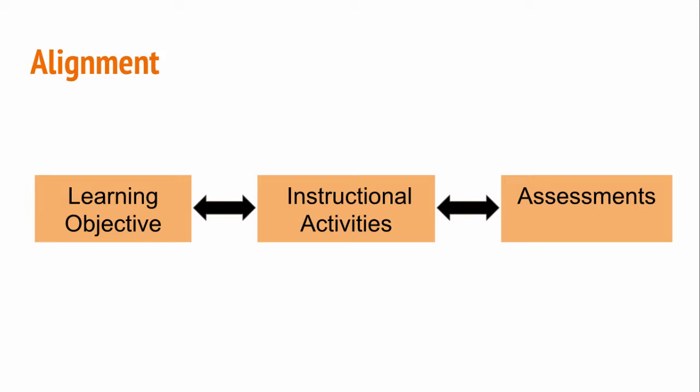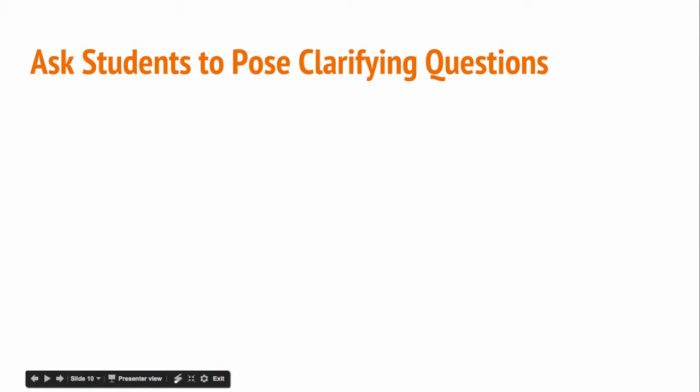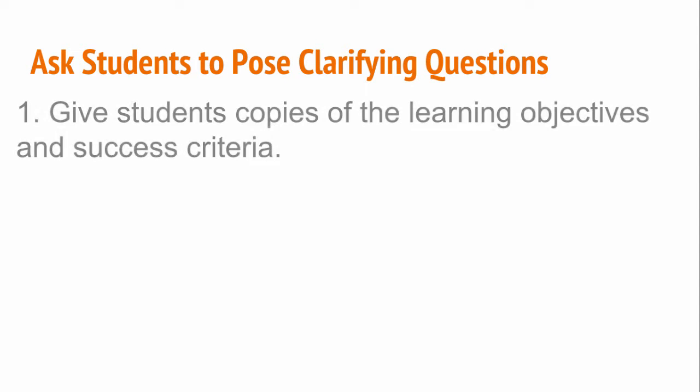If those things don't align, and same thing with the assessment, then we really have another issue that we need to talk about. So first, let's talk about how we can get students to ask clarifying questions. So one strategy is first to give students a copy of the learning objectives and a success criteria. Here they begin to read over it and start to think about it on their own.